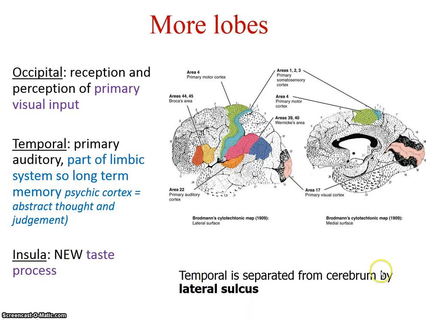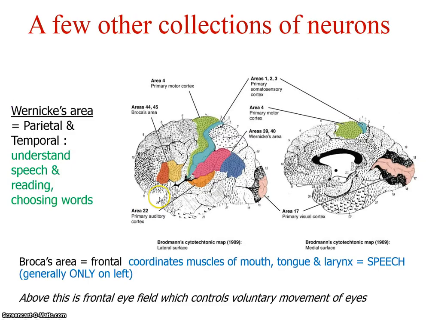I say the temporal lobe is separated from the rest of the cerebrum by this lateral sulcus, which is usually pretty deep, sometimes called a fissure. All right. A few other areas that are important collections, and I've already mentioned some of these.